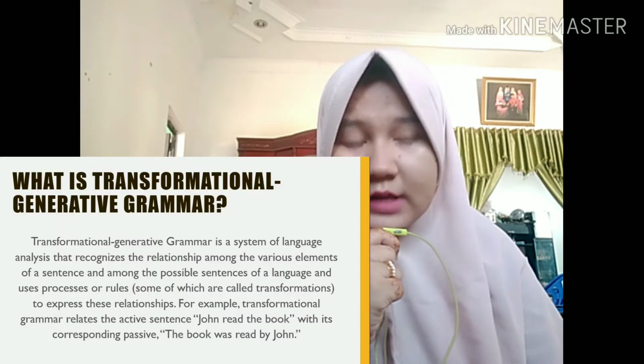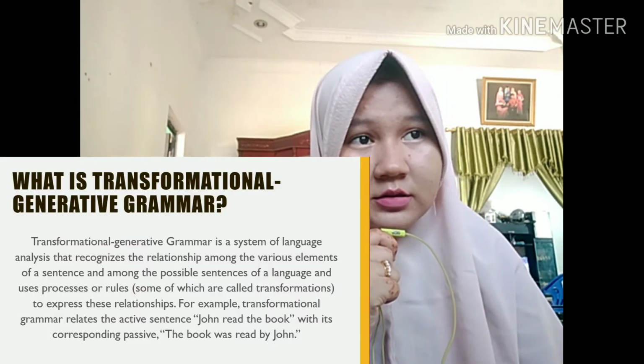What is transformational generative grammar? Transformational generative grammar is a system of language analysis that recognizes the relationship among the various elements of a sentence and among the possible sentences of a language, and uses a process of rules to express the relationship. For example, transformational grammar relates the active sentence "John read the book" with its corresponding passive, "The book was read by John."